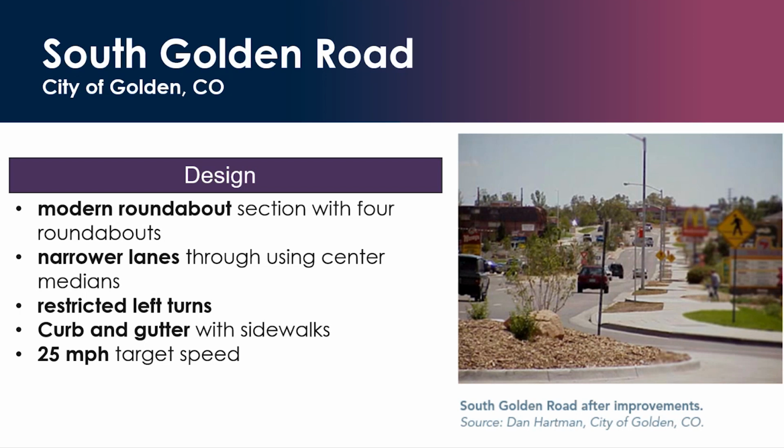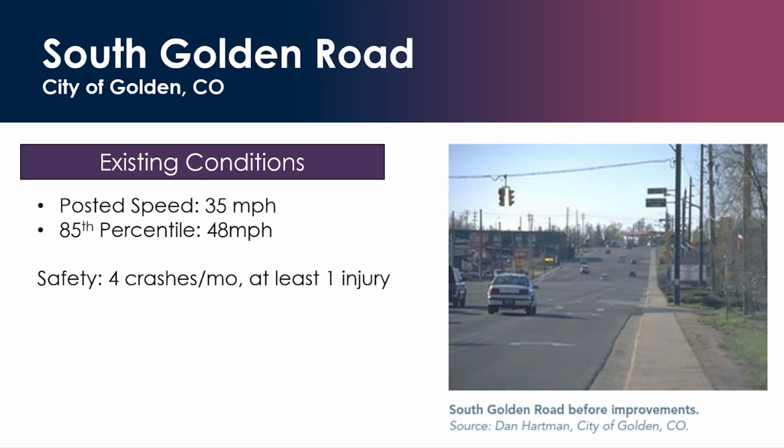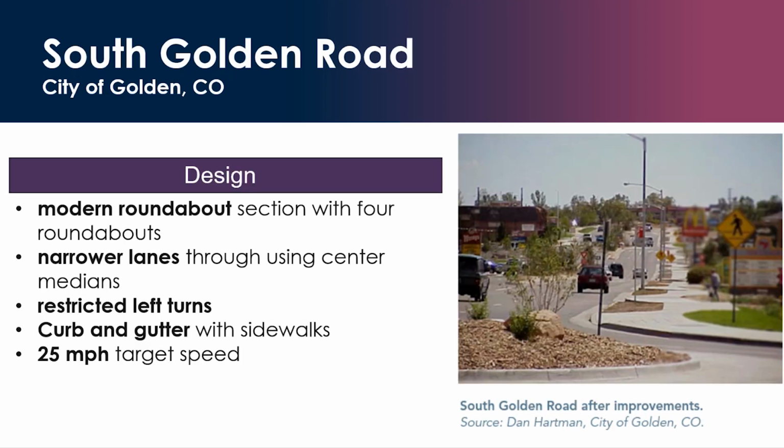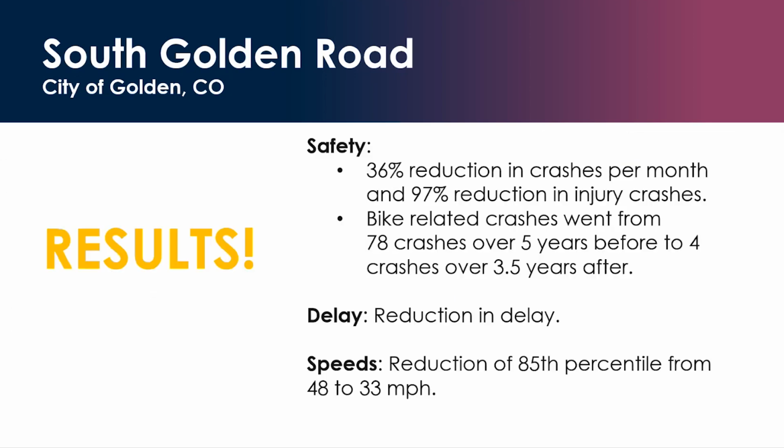You put in narrow lanes using center medians. They restricted the left turns. As we see in this slide, there's absolutely no restriction. Putting in the median sections now, curb and gutter with sidewalks, put in a good separation between the pedestrians and the roadway. So not only does it help with safety, but there's a comfort factor as well. And they chose a 25 mile an hour target speed.